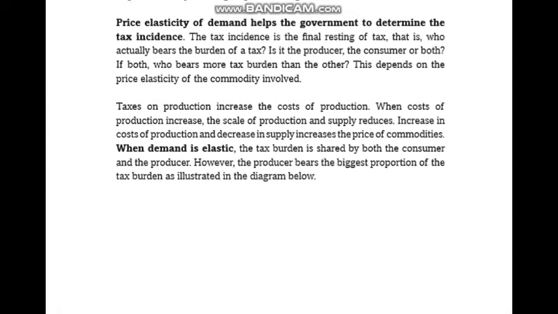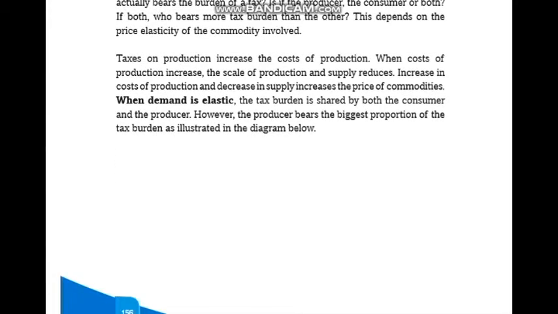The tax incidence is the final resting of tax. We know that in entrepreneurship, the tax incidence, the final resting of tax, is the customer. Who actually bears the burden of tax? Is it the producer, the consumer, or both? If both, who bears more tax burden than the other? This depends on the price elasticity of the commodity involved.